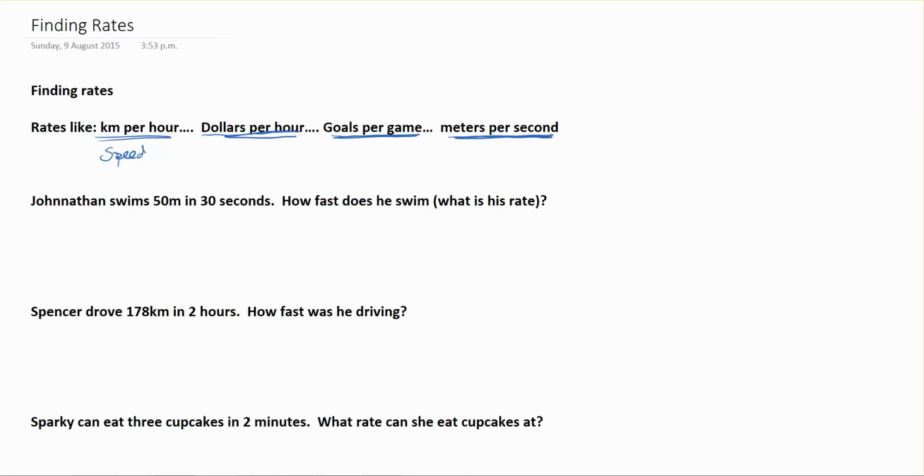And meters per second is another type of speed. So again, looking at the distance per time. How many meters can you travel in 1 second?